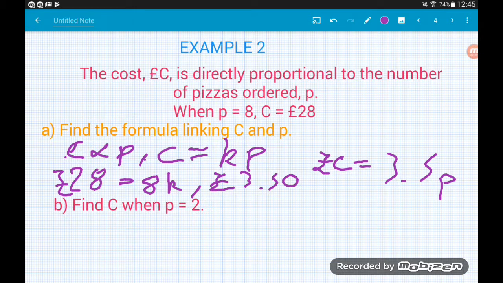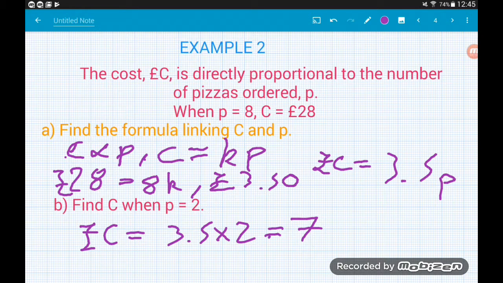So now we can do part B. Find C when P equals 2. So what we're finding is the cost then of 2 pizzas. So we just substitute in P equals 2. So the cost C pound is going to be 3.5 times 2. So that tells us the cost is going to be £7. So C is equal to 7.